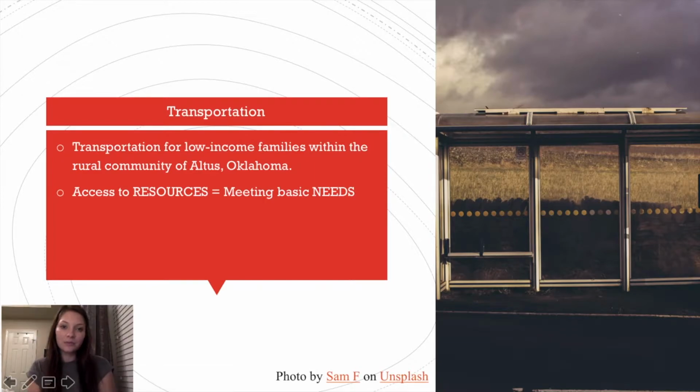So let's go on and move into the purpose of this needs assessment. The issue that presents itself is transportation for low-income families within the rural community of Altus, Oklahoma. Transportation can help families who are living in poverty access their resources that will help them meet their basic needs and some even their more complex needs.